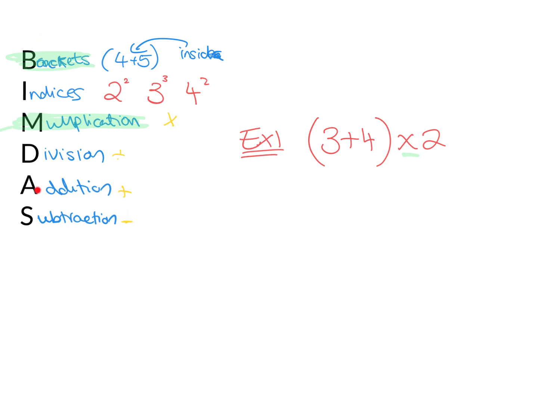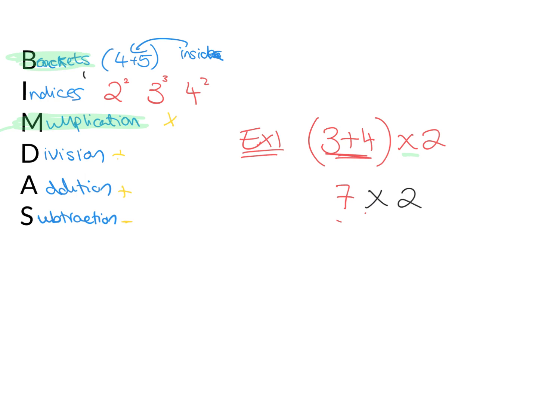Okay, so which one am I going to do first? I'm going to look at my list and I'm going to see, okay, well, I'm going to do my brackets first because it's at the top. So my brackets first, let's work that out. Inside the brackets, I've got 3 plus 4, that's going to give me 7. Now I can keep my brackets in the question, but they don't actually serve any purpose anymore because they don't have any other need. So I can get rid of them as well. So I just have a 7 there. And then I have a multiplied by 2.